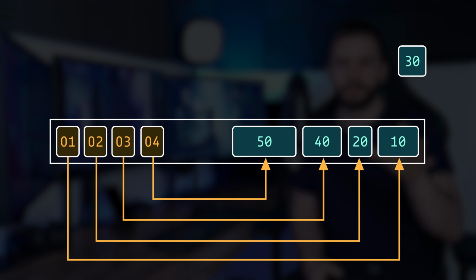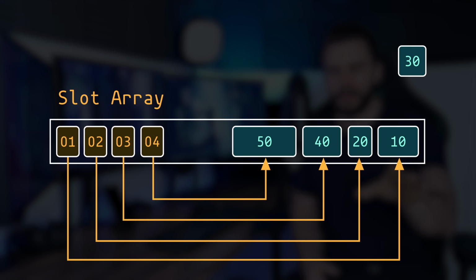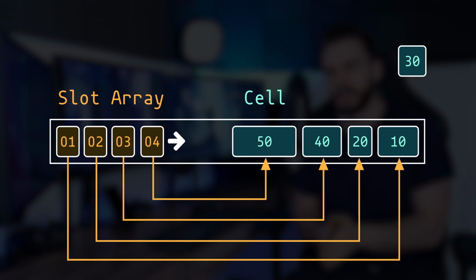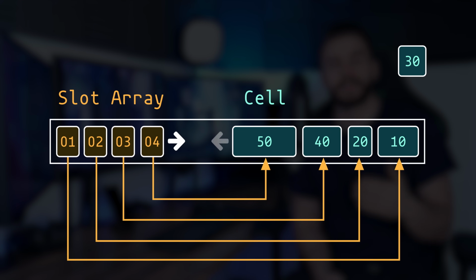So the pointers at the beginning are called a slot array, and this array grows towards the right. The variable records at the end are called cells, although you can call them however you want, and they grow towards the left. So when the cells meet with the slot array, the page is considered full.